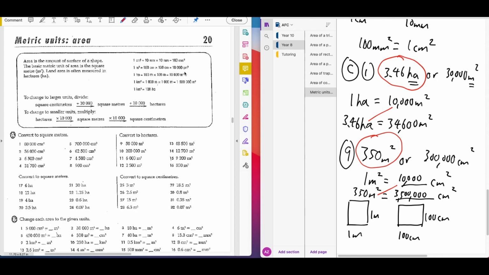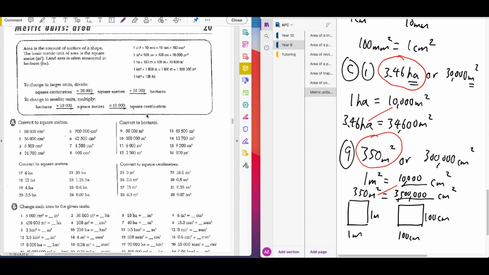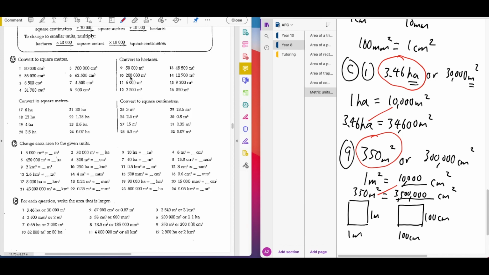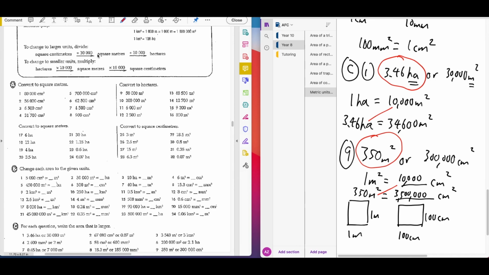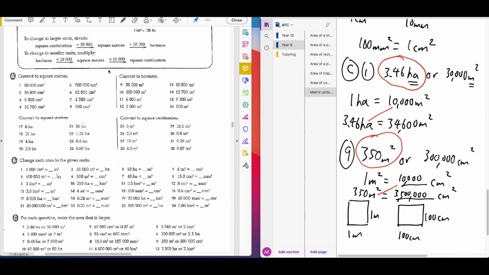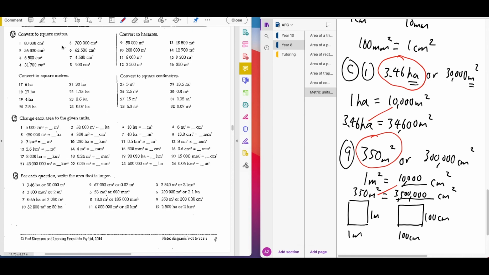Now that one probably requires a bit of practice, but hopefully by the end of this exercise, you're able to do these questions without referring to this, okay? Because like I said earlier, in the exam, they're not going to tell you this. So if you don't have this in front of you and you become reliant on it, then you're going to get the questions wrong in the exam.